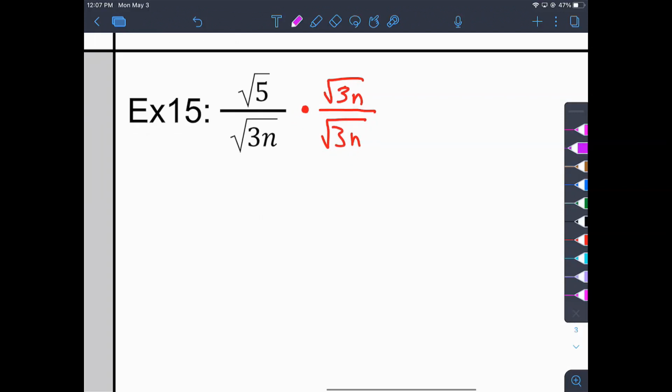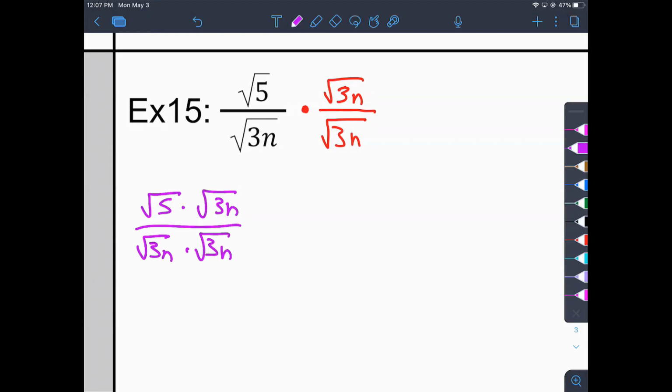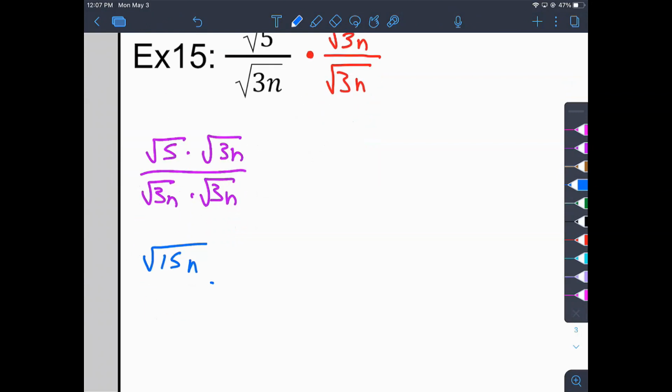Now, this will combine into a root 5 times a root 3n over a root 3n times a root 3n. And when I combine those together, I get root 15n, because 3 times 5 is 15, and then a root 3 times 3 is 9, and an n times n is n squared.